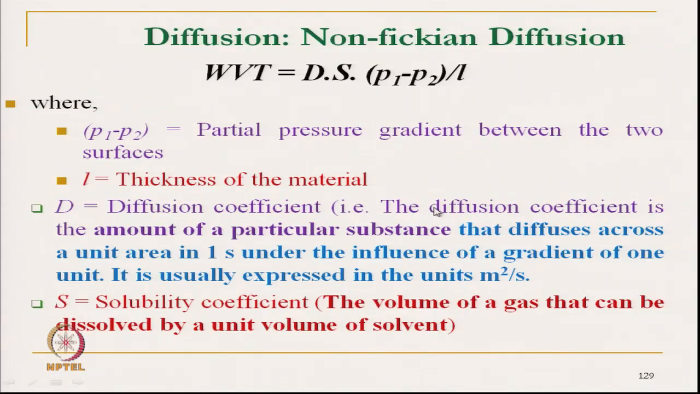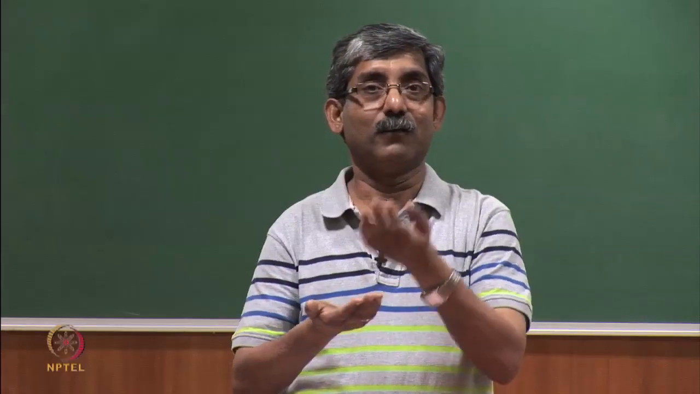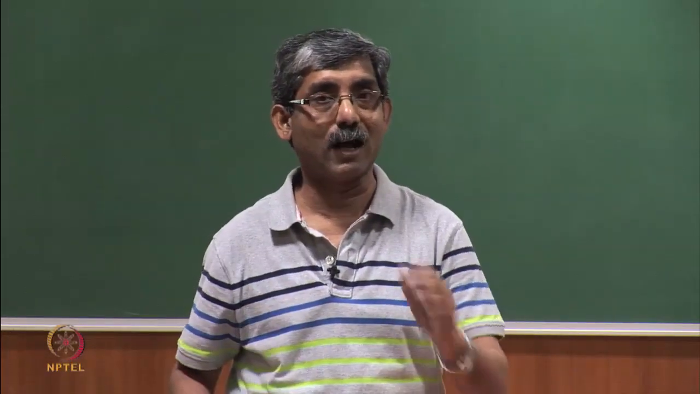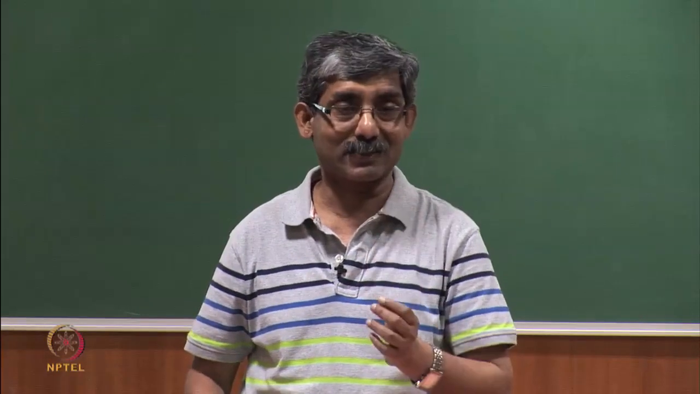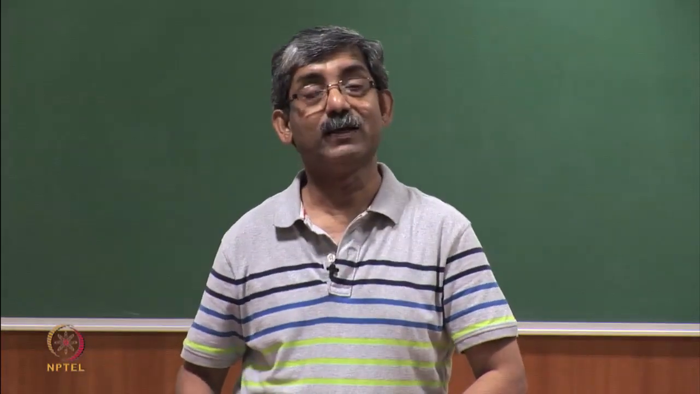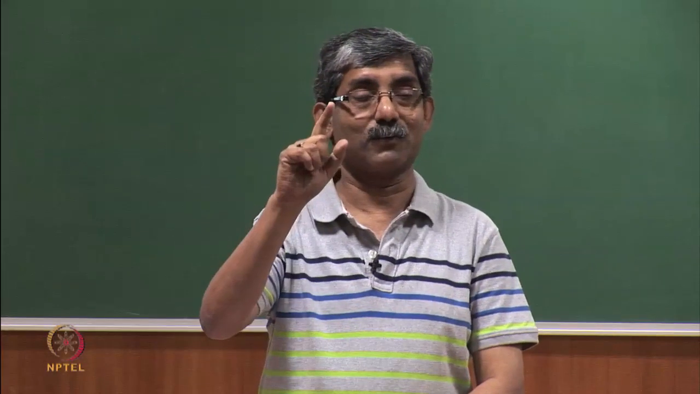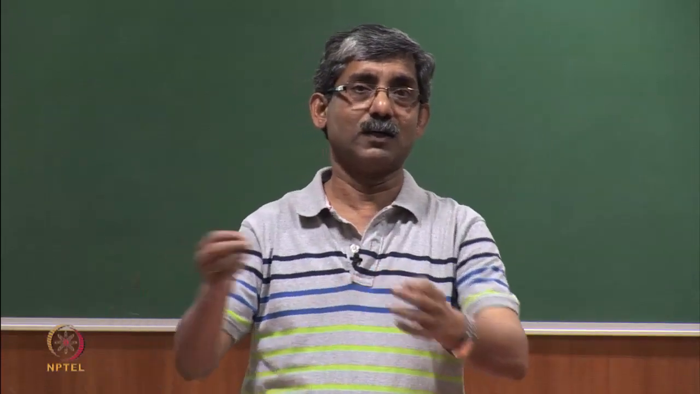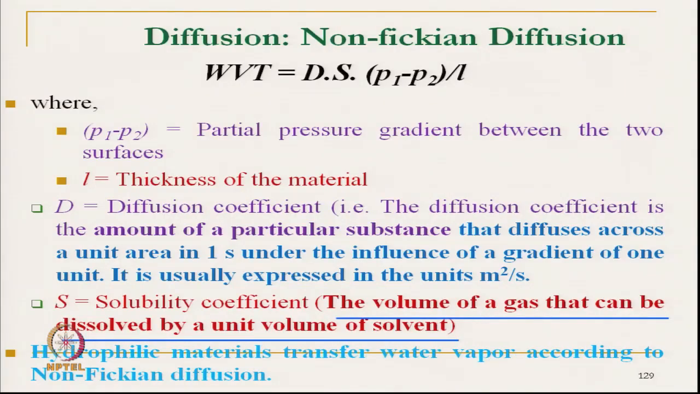Now, if we see the moisture of a hydrophilic fiber, suppose a cotton fiber, fabric is made of cotton fiber, and if we assume that there is no pore, pores are not available here. So, what happens in that case, the moisture vapor diffusion takes place through non-Fickian diffusion. It moves through the structure of the fabric, which is very close to our absorption desorption principle. The hydrophilic material transfers water vapor according to non-Fickian diffusion.